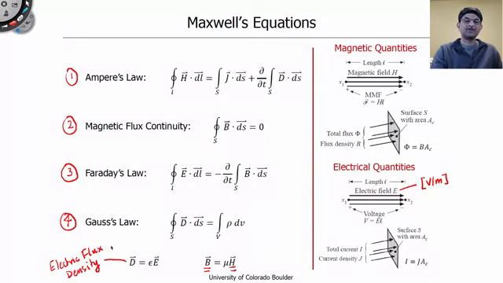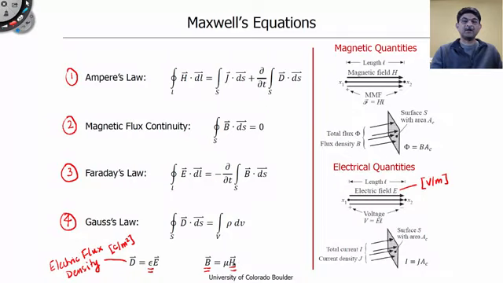D is measured in coulombs per meter square. D and E are related to one another through the permittivity of the material in which the fields exist. You can think of D as a dual of B, the magnetic flux density. And you can think of E, the electric field intensity, as the dual of H, the magnetic field intensity.